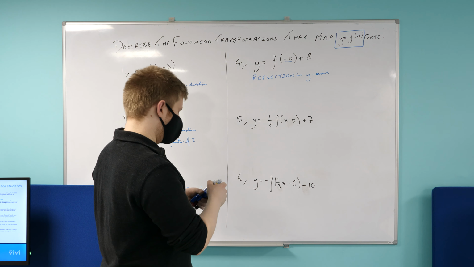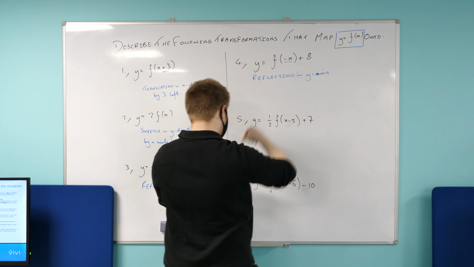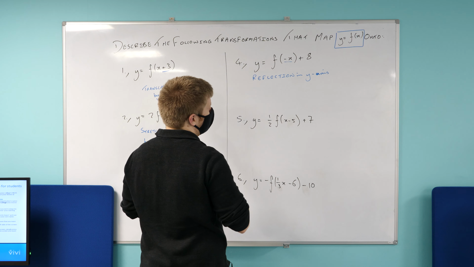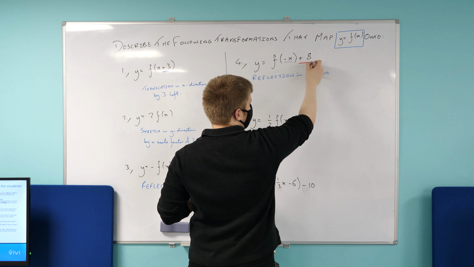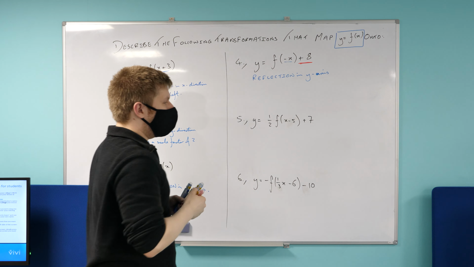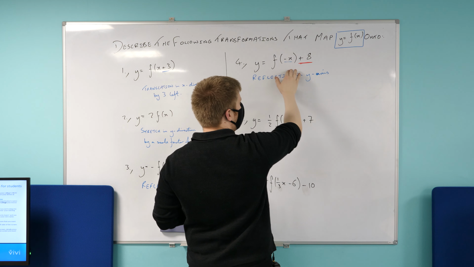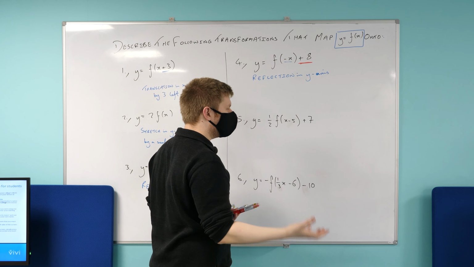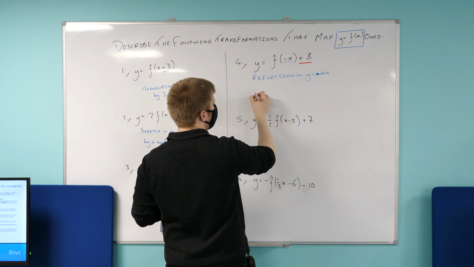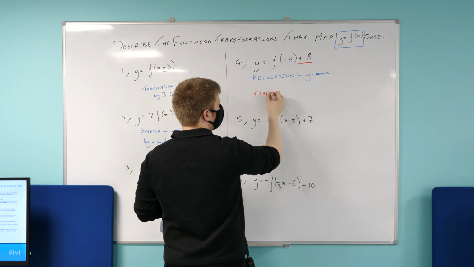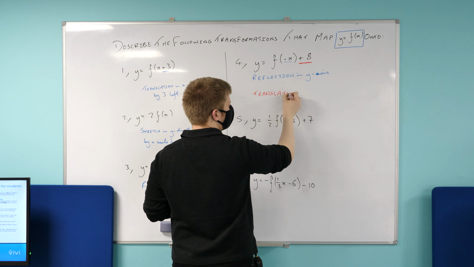So we've done the reflection, that's what the negative x deals with. We now need to deal with the plus 8. Now in general, if I just gave you f of x plus 8, what transformation would that be? It would be a translation. Good, in the y by 8. Perfect.